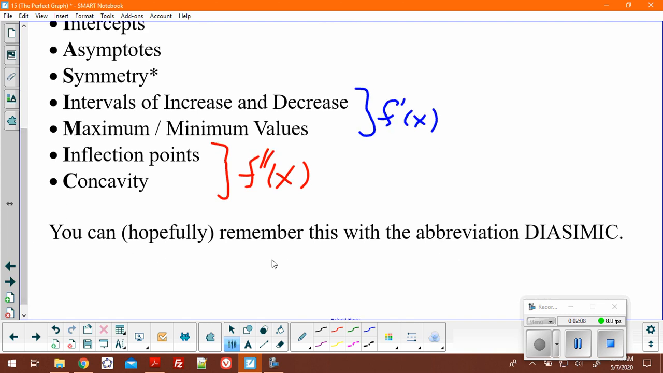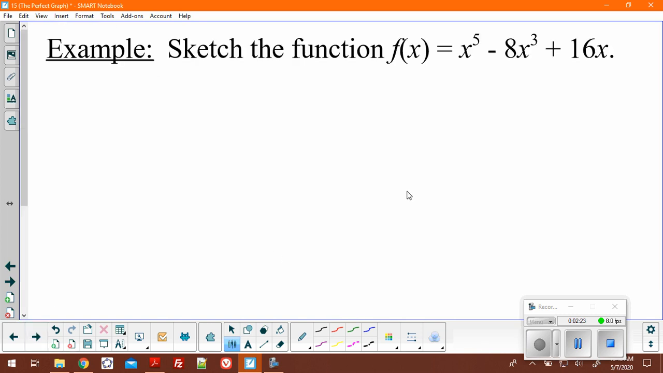Now if we were at school and needed to memorize this, you could use the mnemonic "DIASYMIC" to remember those different points. But we'll just go through an example, step by step, and show how it works. So here's a degree 5 function. We're going to try to sketch x to the 5th minus 8x cubed plus 16x. We'll just go through that list in order and start writing these down.